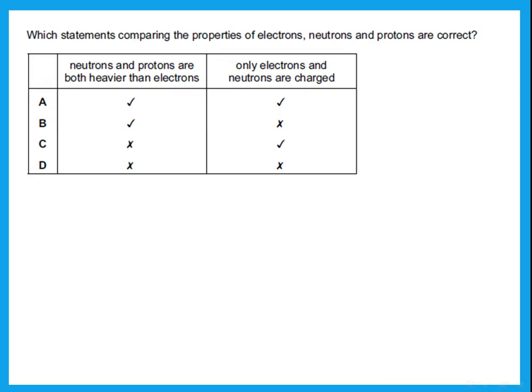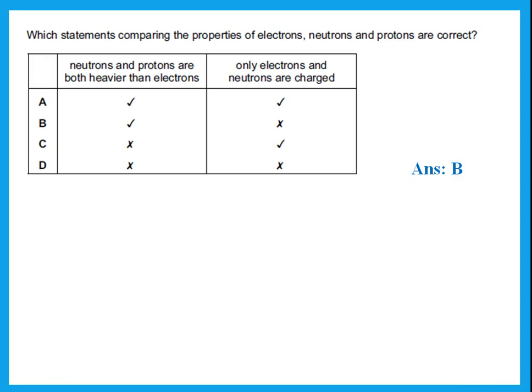Okay? So let's try this question. This is a sample question. Which statements comparing the properties of electrons, neutrons, and protons are correct? Take a minute, go through them, think which one is right and which one is wrong. So if we say neutrons and protons are both heavier than electrons, is that right or wrong? Do you remember that we said protons and neutrons have a mass of 1 and the electrons have a mass of 1/1840, which is very, very small. So actually the statement that neutrons and protons are both heavier than electrons is correct. Now the other one is only electrons and neutrons are charged. Is that correct? You should remember that neutrons have no charge, so that is not a correct statement. So your answer is B.